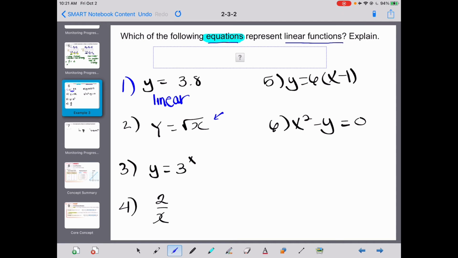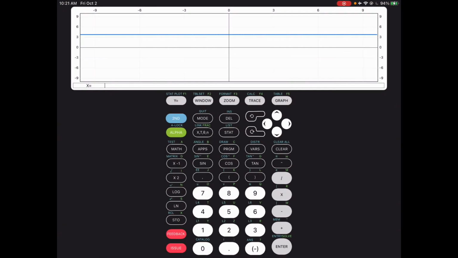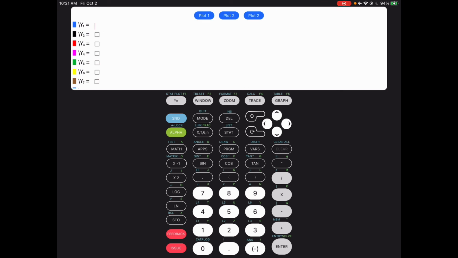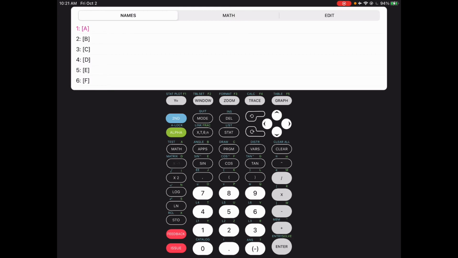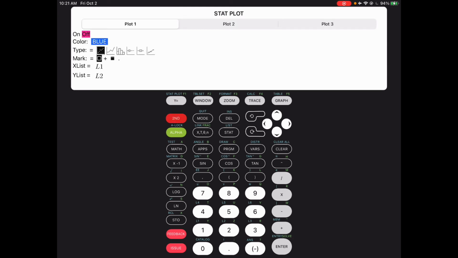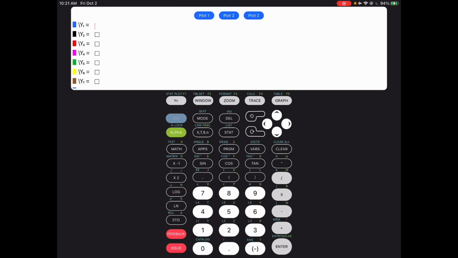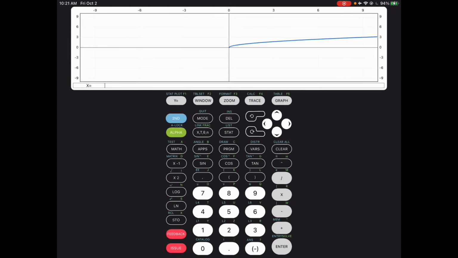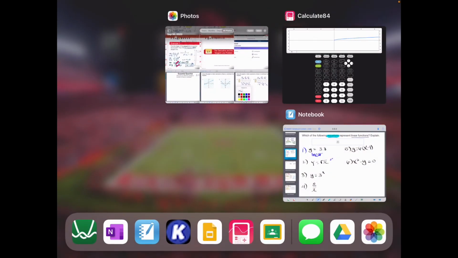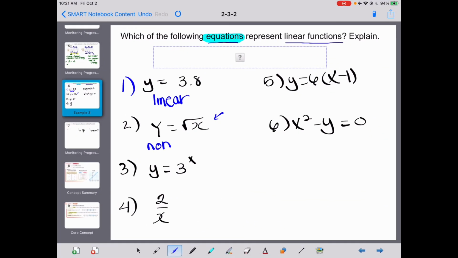How about the next one? y equals the square root of x. When I go to my calculator, hit y equals, type in the square root, so that's second, and this button, x squared, and then you're going to type in x, graph, and that's also not linear. So put nonlinear.